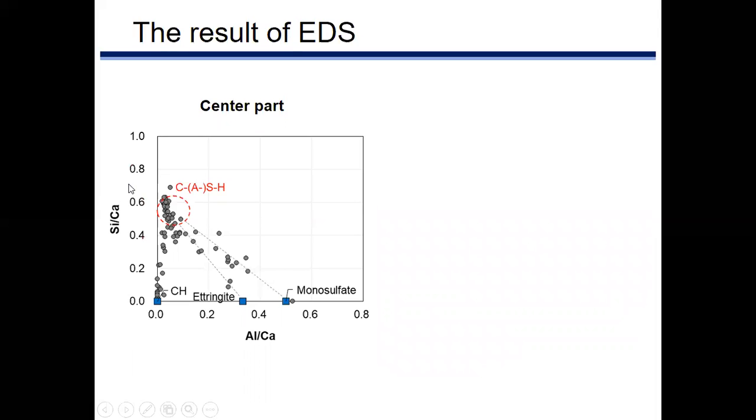Now, I'd like to show you the data from EDS spot analysis. This figure shows plot of silicon calcium ratio as a function of the aluminum calcium ratio. A typical EDS dot plot of C-S-H is plotted around here. And ideal points of portlandite, monosulfate, and ettringite were also shown in this figure.